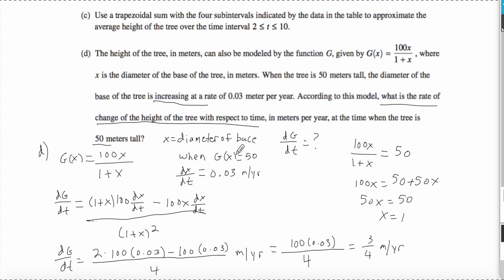Scoring-wise, you got 2 points for doing the derivative correctly, and then 1 point for your actual final answer. According to the model, the rate of change of the height of the tree with respect to time when the tree is 50 meters tall will be 3/4 meters per year. 1 point for this, 2 points for you doing it correctly. You could only max out 1 out of 3 points if you forgot to do the chain rule and you forgot your dx dt's in here.